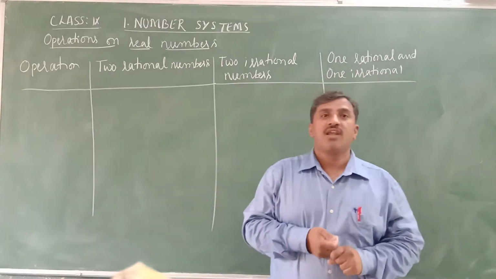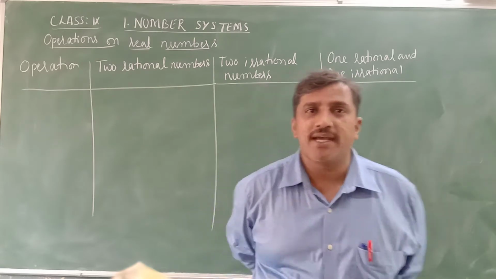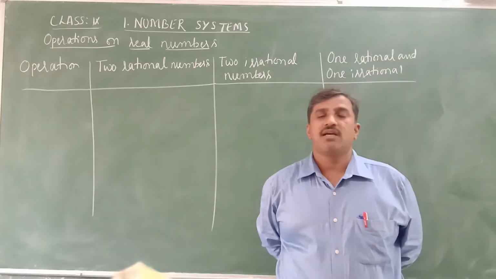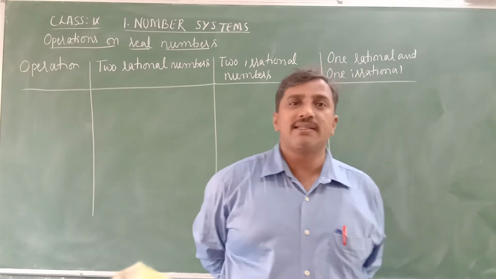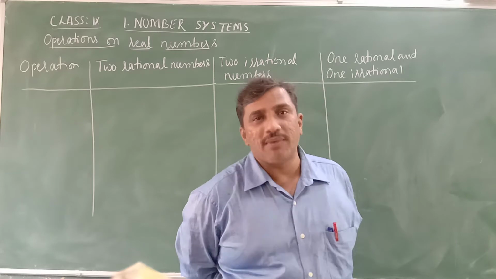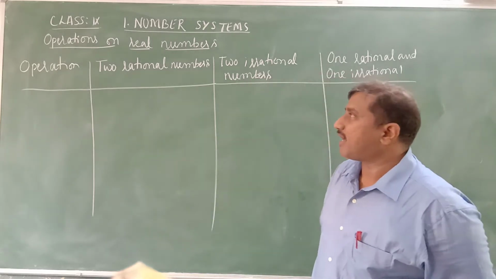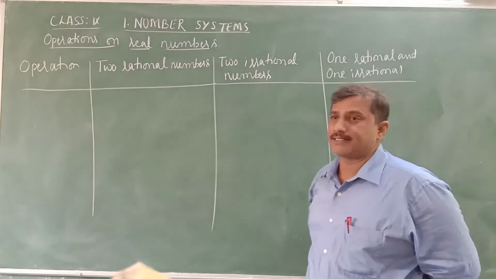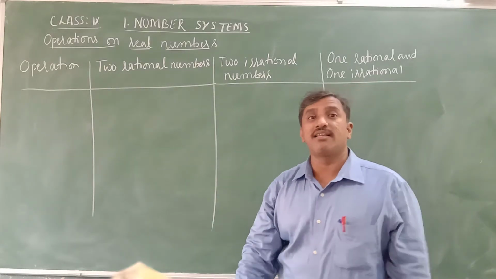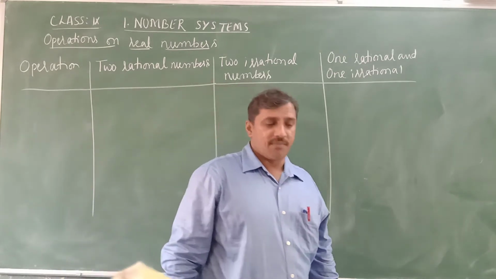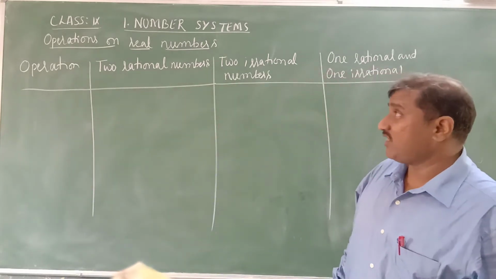Namaste children. So we are discussing the first chapter, number systems. In the last class we discussed the representation of real numbers on the number line, that is by using the successive magnification method. And now today we are going to discuss operations on real numbers. Operations in the sense of arithmetic operations, that is addition, multiplication, subtraction and division.